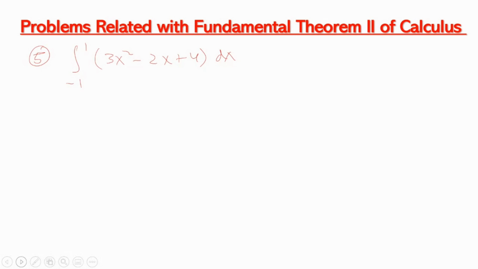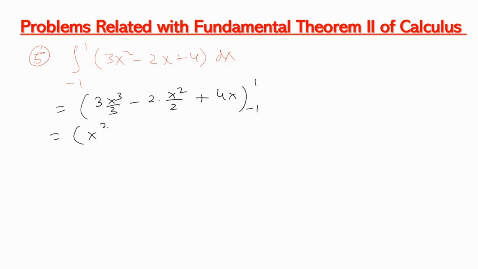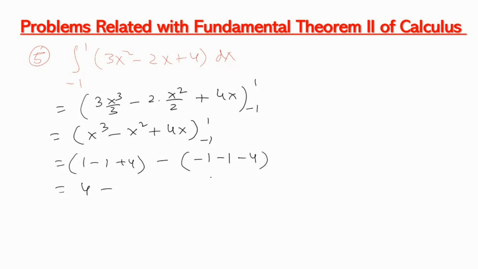Here again you can do separately or you can do together, so I'll prefer to do together. So 3x square, so it will be 3 x to the power 3 over 3 minus 2 x square over 2 plus 4x, limit is minus 1 to 1. So this is x to the power 3 minus x square plus 4x, from minus 1 to 1. So this is 1 minus 1 plus 4 minus, minus 1 minus 1 minus 4. So this is equal to 4. This is minus plus 6. So this is equal to 10.